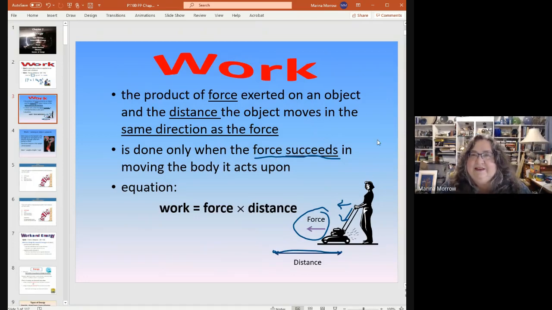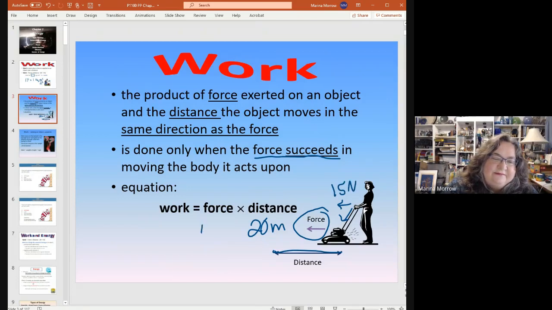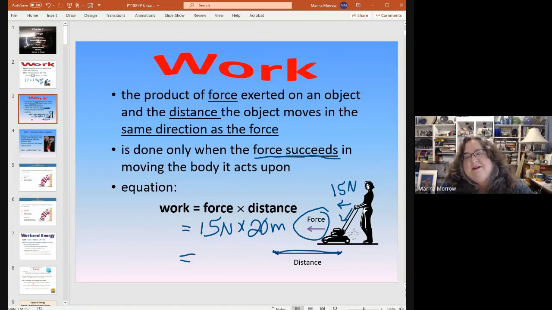And so let's say that she pushes the lawnmower for 20 meters. That would be the distance. And let's say that she was using 15 newtons of force. And so we would just multiply those. And so you would have 300 Newton meters or joules.